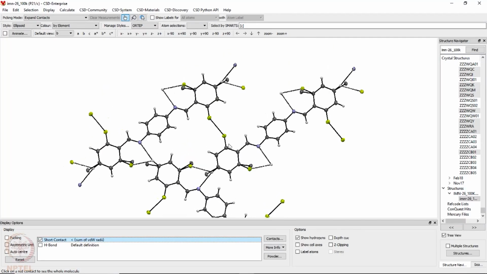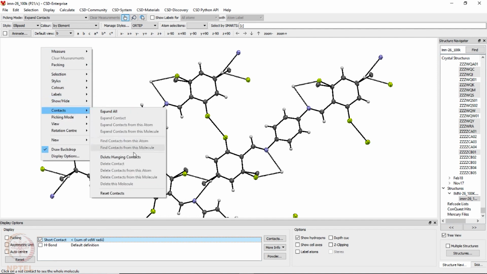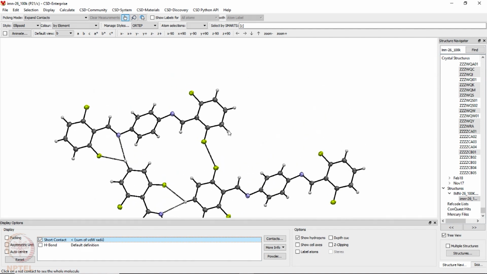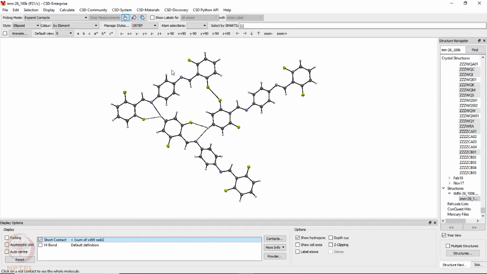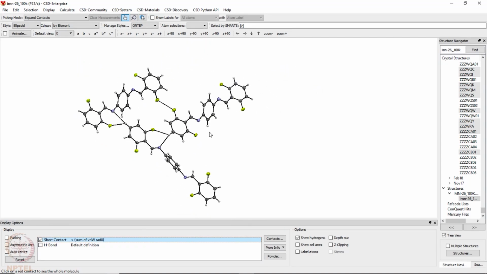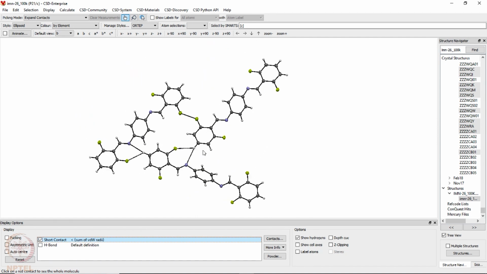So here what is shown, if I remove the hanging contacts, we can see these three molecules on the screen. With appropriate orientation, you can see here that these two fluorines have some F-F short distance.